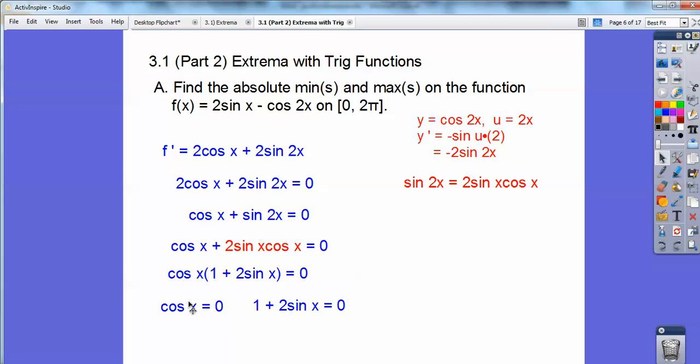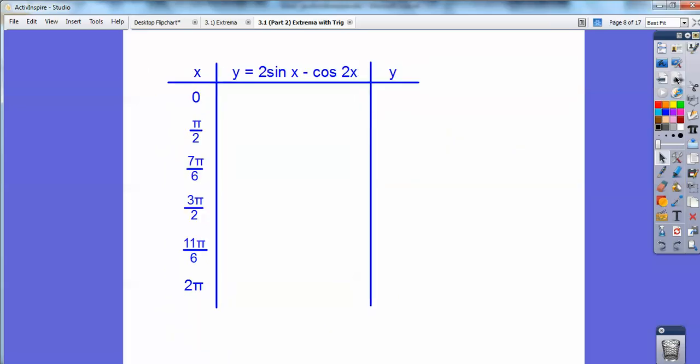So then I can set the cosine of x equal to 0, and that happens at pi over 2 and 3 pi over 2. Or I set this factor 1 plus 2 sine x equal to 0, or sine x equals negative a half, because I subtract 1 on both sides and divide by 2. And sine x equals negative a half at 7 pi over 6 and 11 pi over 6. Okay, so I'm going to set up a chart right here with these critical values, and don't forget your endpoints. So here's the chart, and then I'm just going to crank it out.